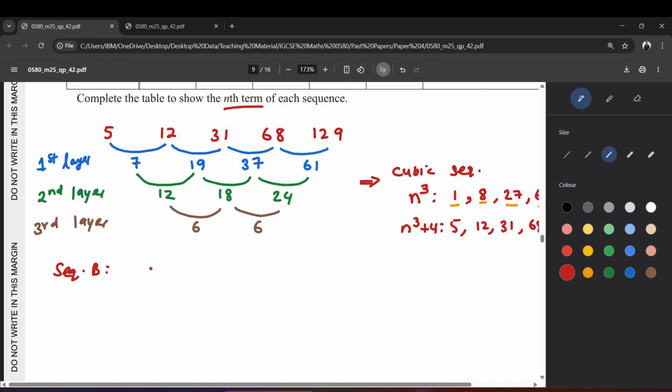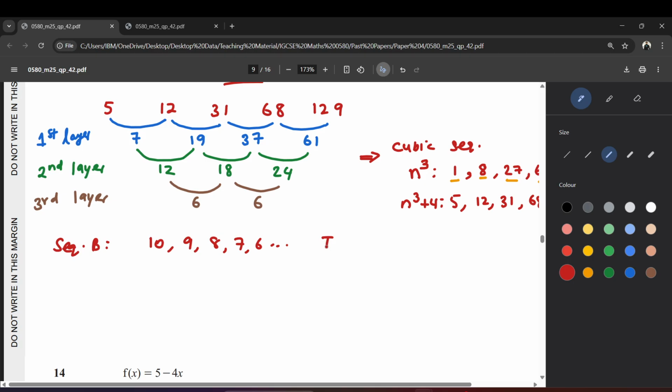For sequence B, we have 10, 9, 8, 7, 6, right? So here for this one, we use, sorry, Tn is equal to a plus n minus 1 times d. This is the general formula that we use for arithmetic sequences. So the first term is 10, a represents the first term, plus n minus 1, and d is minus 1, because d is the common difference, and we know that the common difference is minus 1.